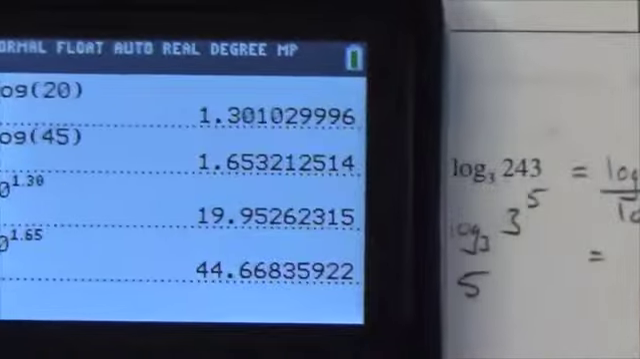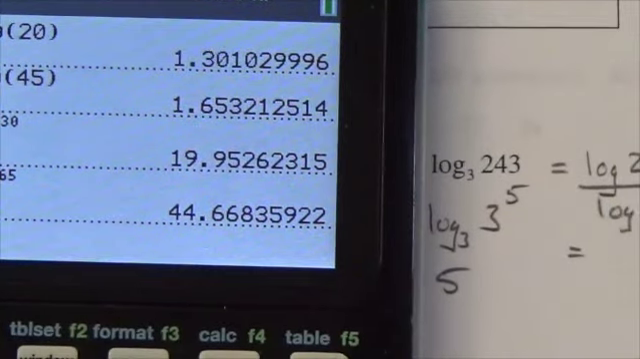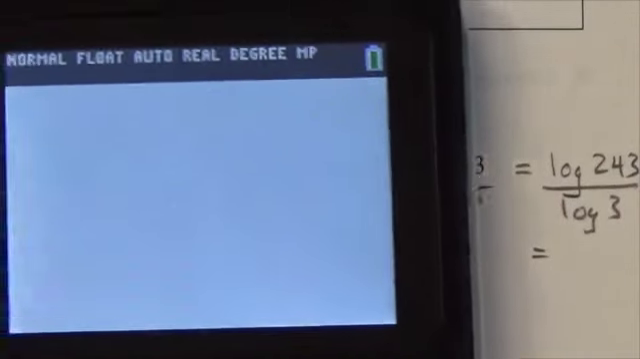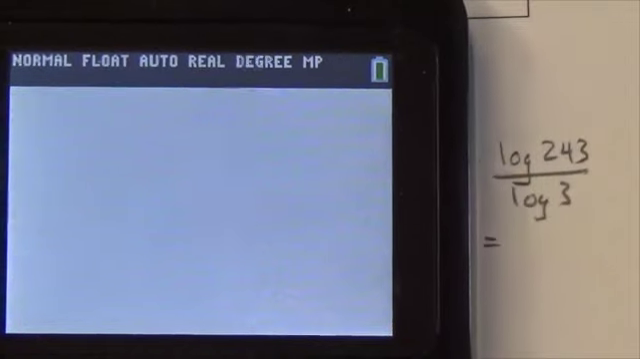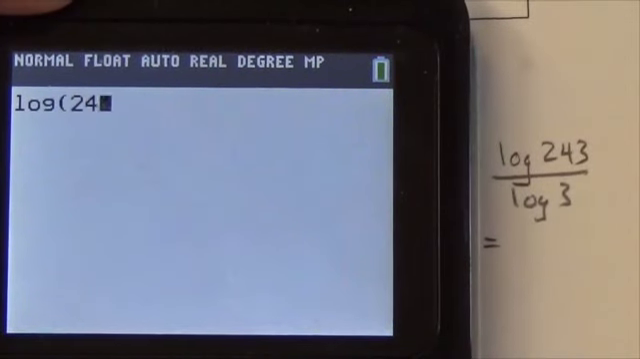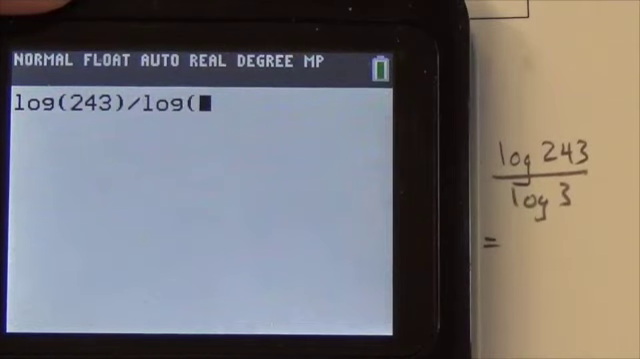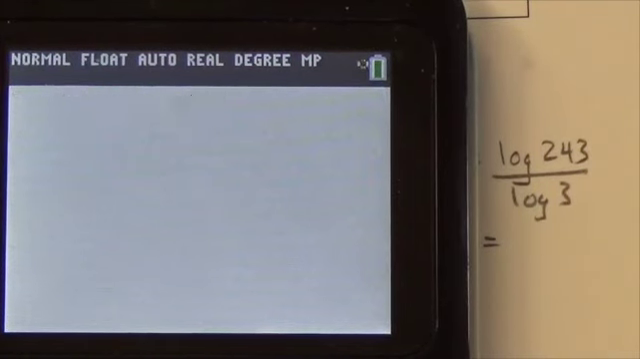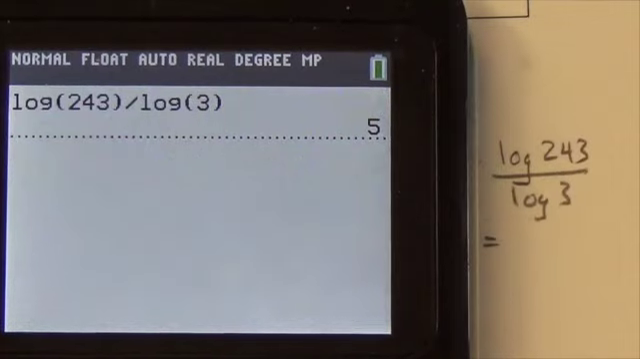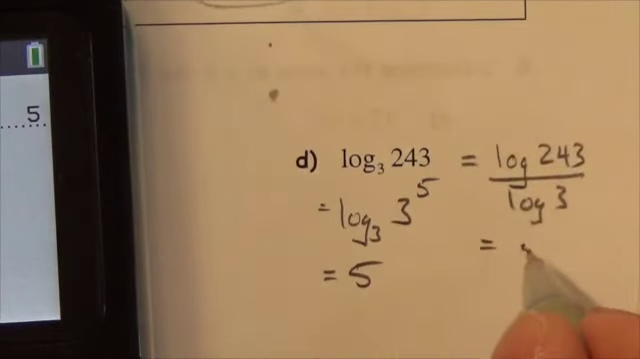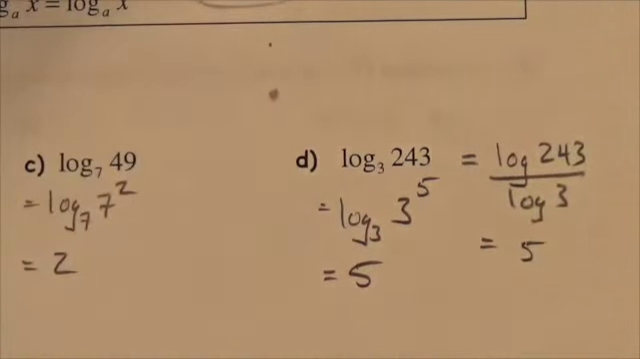And so now let's go to our calculator here. Got all this stuff still sitting in there. Let's just get rid of it. I'm going to evaluate that. The log of 243, make sure you close the parentheses there, divided by the log of 3. And there you go. Still getting 5. So it doesn't really matter how you approach it there.